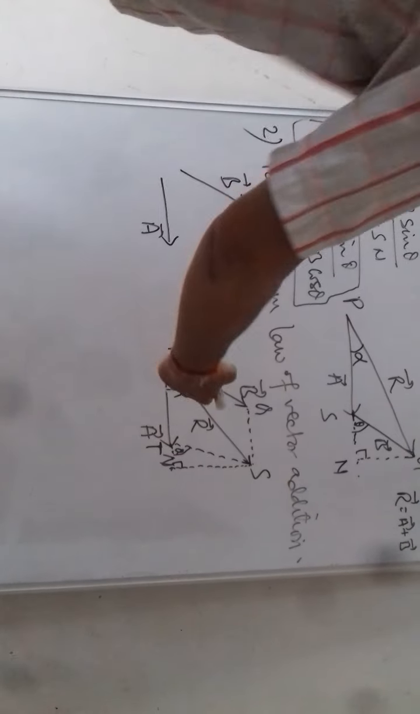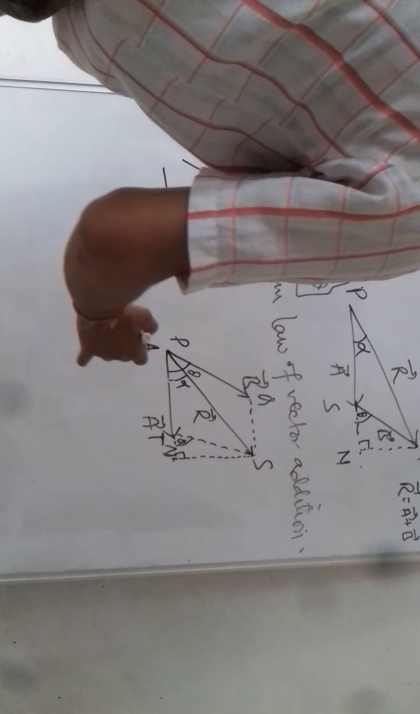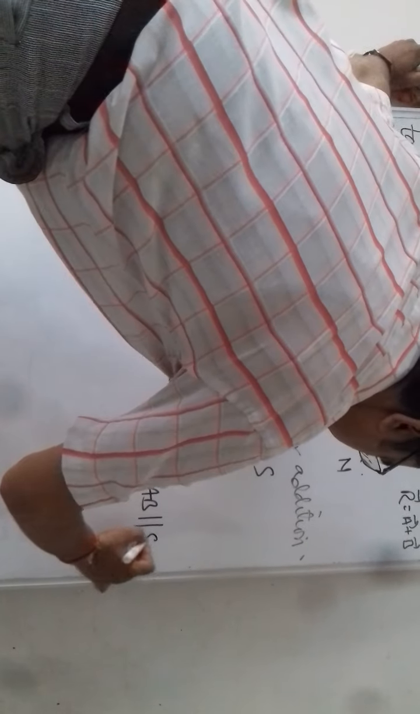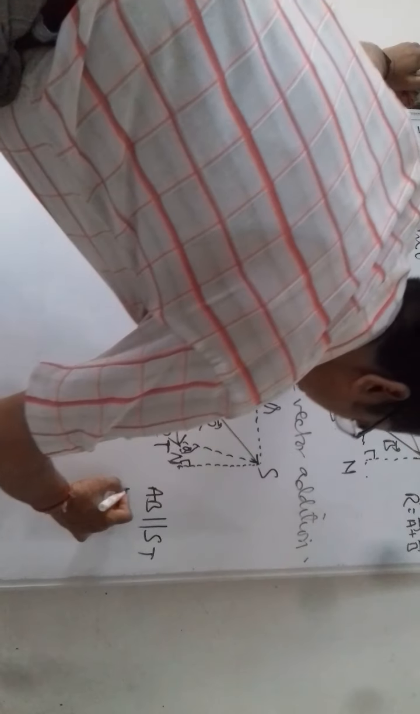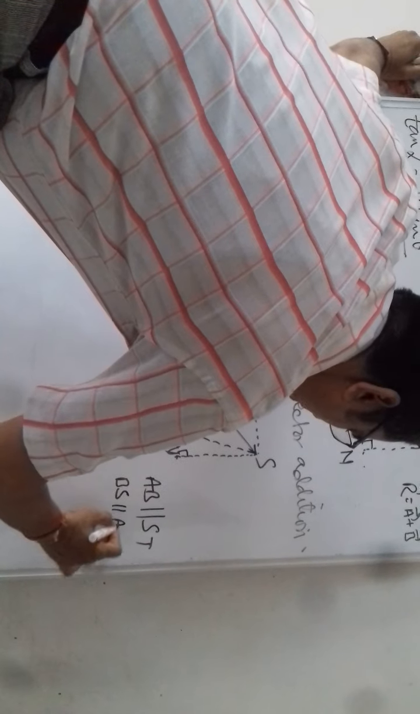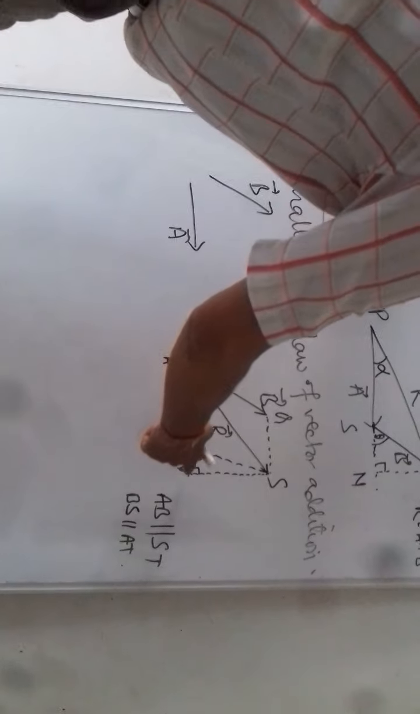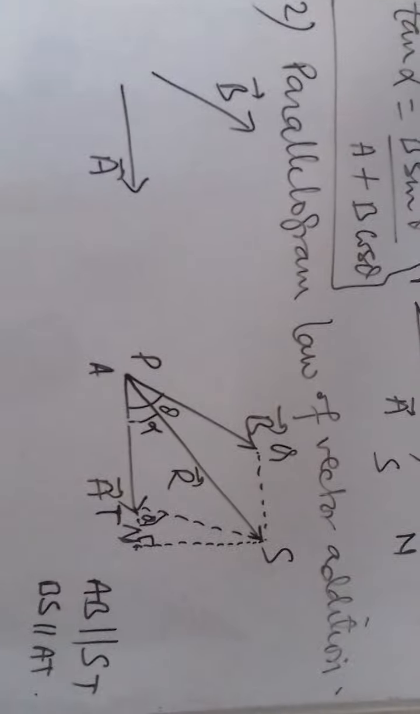As parallel lines, AB is parallel to ST and BS is parallel to AT. So we can decide this is the right angle triangle SNT, in which we have to find out, just as in the triangle of addition.